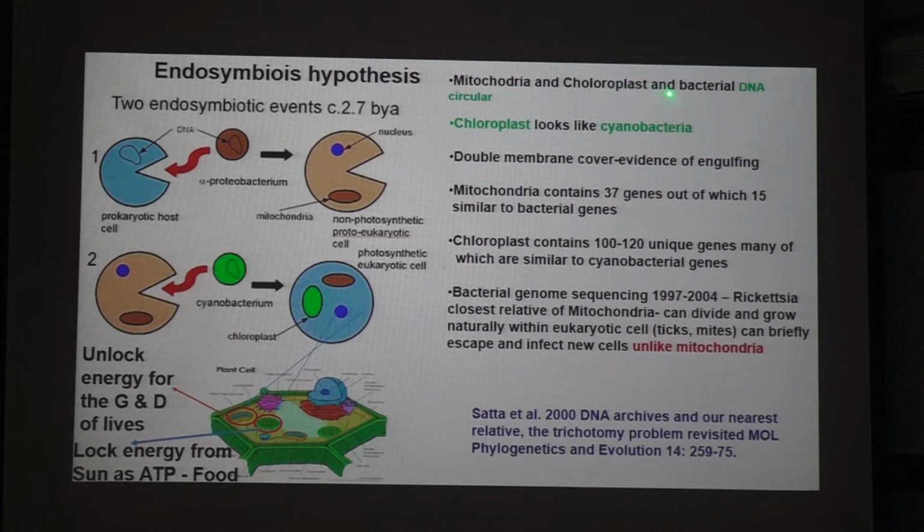Mitochondria, chloroplast and bacterial DNA are circular. Then chloroplast looks like cyanobacteria, with a double membrane cover, evidence of engulfing. Through the cell membrane of eukaryotic cells, these prokaryotes entered, they have their own membrane, and they also took the membrane of the plant, so it is a double membrane. That's another evidence. Then mitochondria contains about 37 genes, out of which 15 are similar to bacterial genes. Chloroplast definitely has a much bigger role.